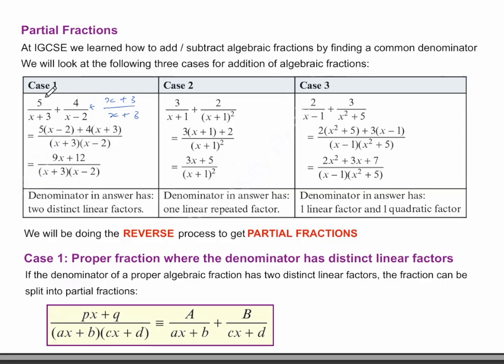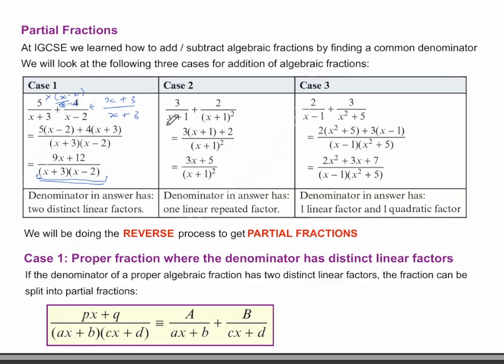And for this one we're going to multiply it by x minus 2 over x minus 2. What that does is both of them get the denominator of x plus 3 times x minus 2. Then the 5 is multiplied with x minus 2, and the 4 is multiplied with x plus 3. And then what we can do is just add both the fractions because they will have the same denominator.